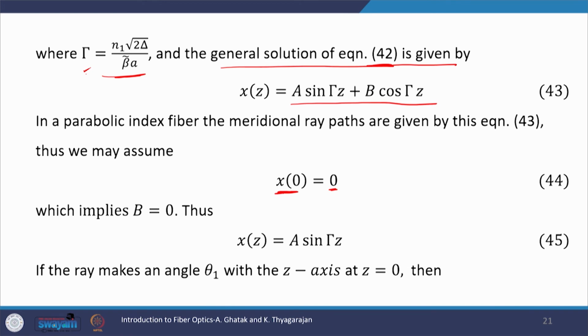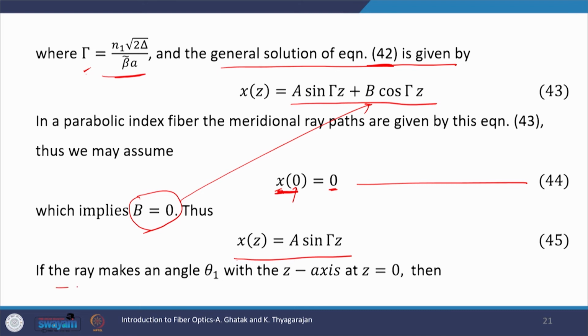Now, in this situation, when z is equal to 0 and x also equals 0, if you substitute it in equation number 43, then from there you get that this equation number 44 gets satisfied if B is equal to 0. Okay, substituting B equal to 0 back in equation number 43, we get x as a function of z is equal to A sin(Λz).